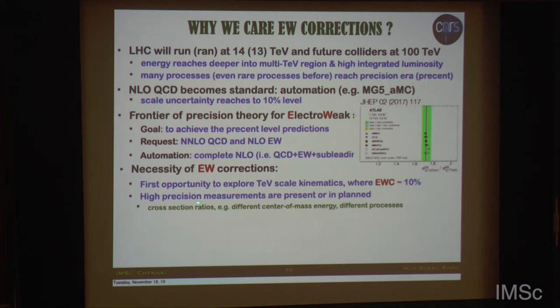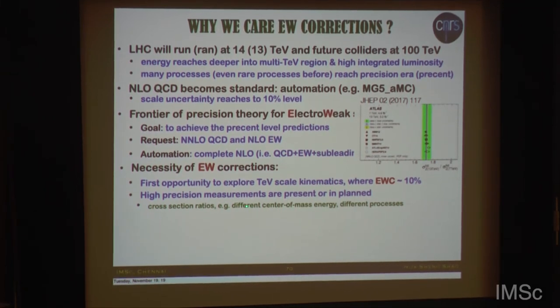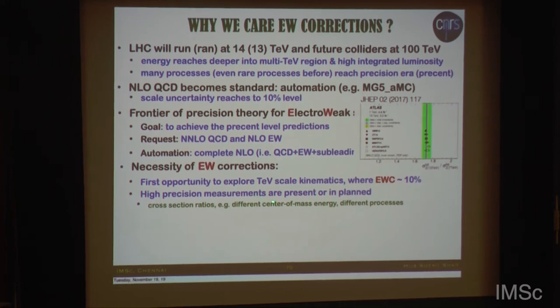And there are many, many high precision measurements, present and coming soon, for example cross-section ratios between different center of mass energies, which are particularly useful to extract the PDFs, and also between different processes, right? Here are examples of different energies of Z, okay? 13 TeV or 7 TeV. There are huge systematic uncertainties that cancel in the ratio, and you can in principle measure very, very precisely.